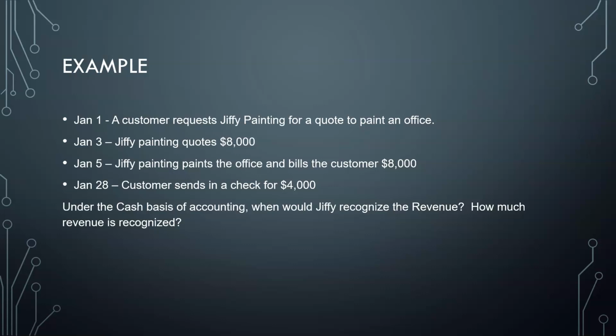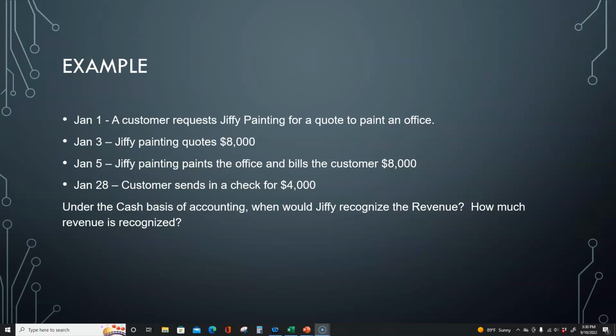It says, under the cash basis of accounting, when would Jiffy recognize the revenue? And how much revenue is recognized? So remember, recognize means record in the books of accounting. So pause the video and try to figure out when this company would record revenue under the cash basis of accounting. Under the cash basis, the company records revenue when the money is received.